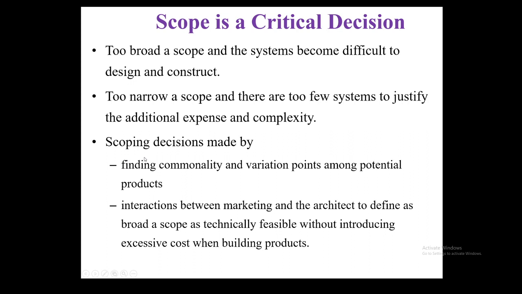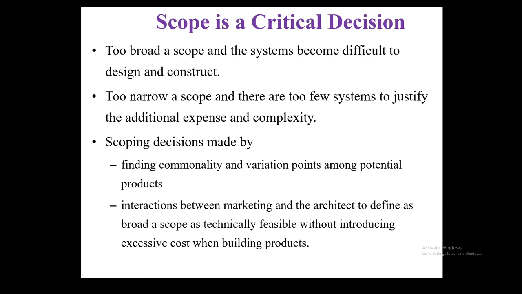So how can these scoping decisions be made? That is by finding commonality and variation points among the potential products. If you take a payroll processing system, there should be some commonality, that is, it should calculate the pay for all the employees. So what is the commonality? And interactions between marketing and the other architects define a broad scope that is technically feasible without introducing excessive cost when building the products.